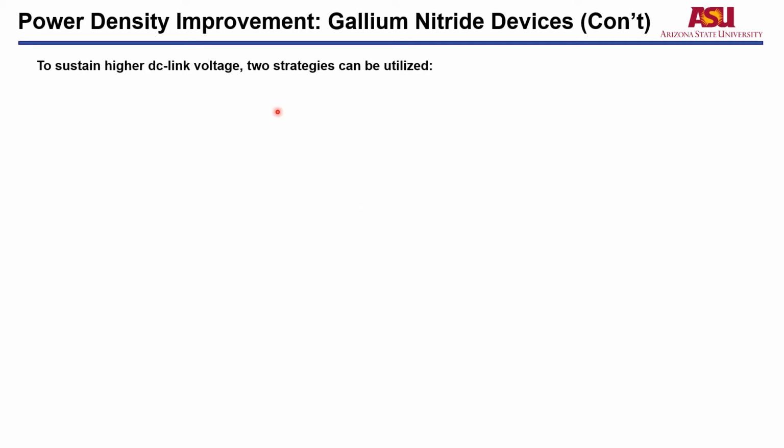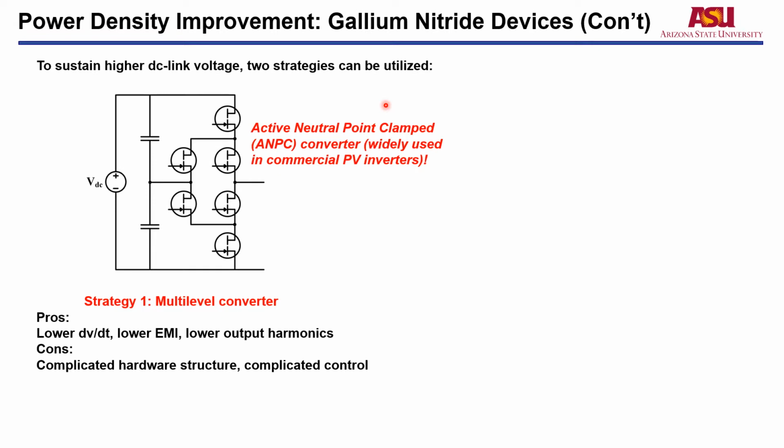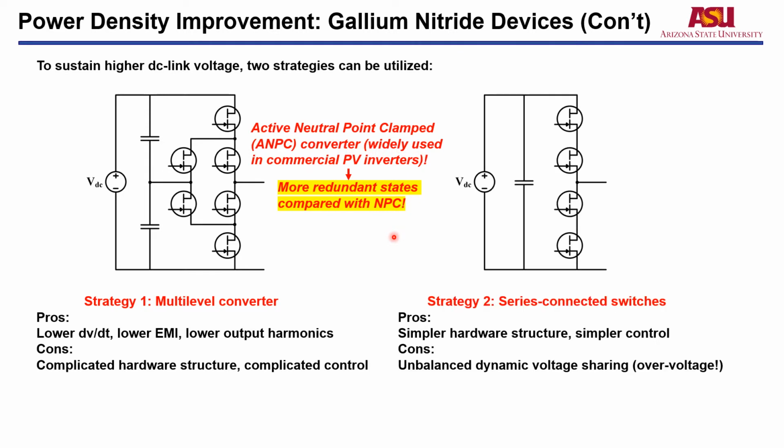To sustain higher DC-link voltage, two strategies can be utilized. The first strategy is the multi-level converter. The pros for the multi-level converter include a lower dv/dt, lower EMI, and lower output harmonics. The cons include the complicated hardware structure as well as the complicated control. This topology is actually the active neutral point clamp, ANPC, converter, which is widely used in commercial PV inverters.